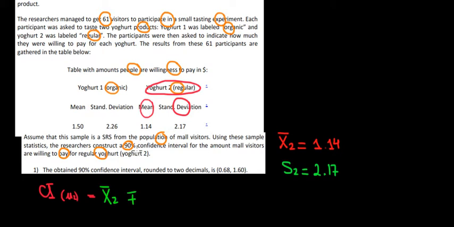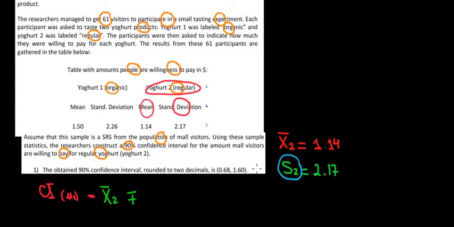Now, why do we use the t distribution? Although we have 61 visitors, it would not be much of a difference if we used the z critical value. They're not that far from each other, but for the sake of being accurate, because we have to be accurate for our answer key to be either true or false, we will use the t distribution, the t critical value, because we have the sample standard deviation. If we had the population standard deviation, we would go for the z critical value.